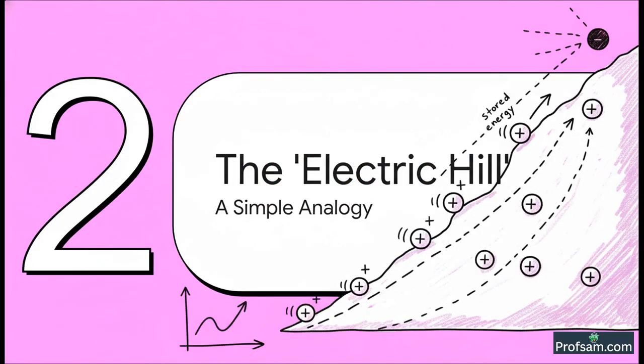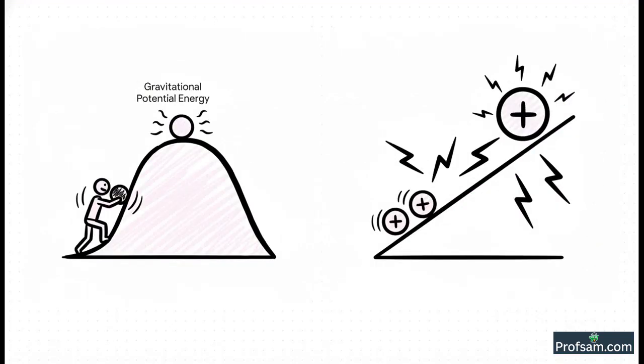All right, now to really get this idea of stored energy, let's use a super simple analogy. It's something you already know from class 11, so it'll be very easy to connect. Think of it like an electric hill. Okay, look here. On the left, we have a normal hill, just like in your gravity lessons. You do work to push a ball up that hill, right? You're fighting against gravity. Now that work you did, it doesn't just vanish, it gets stored as gravitational potential energy.